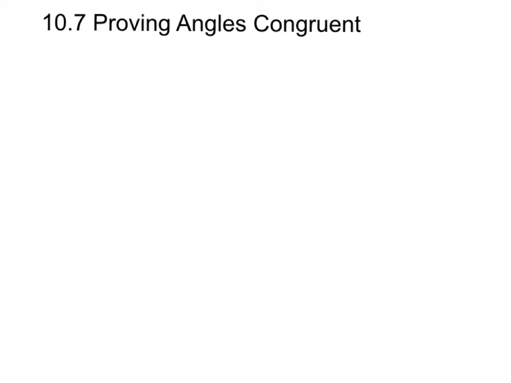In section 7 of chapter 10, our last section in the chapter, we're going to be proving angles congruent. So look at the gray box at the bottom of page 636. It says, you can prove that this relationship is always true by using deductive reasoning. So the relationship they're talking about is vertical angles. Now you've done that before.